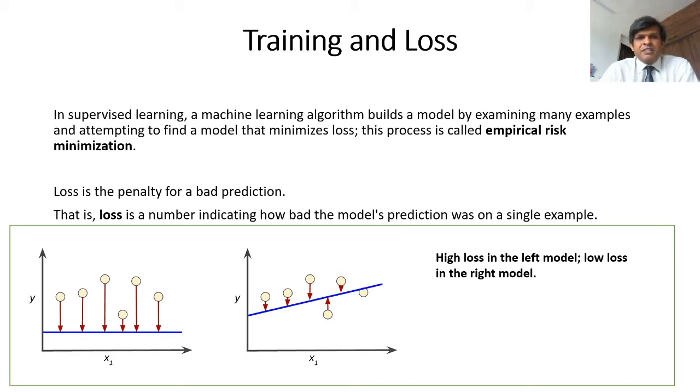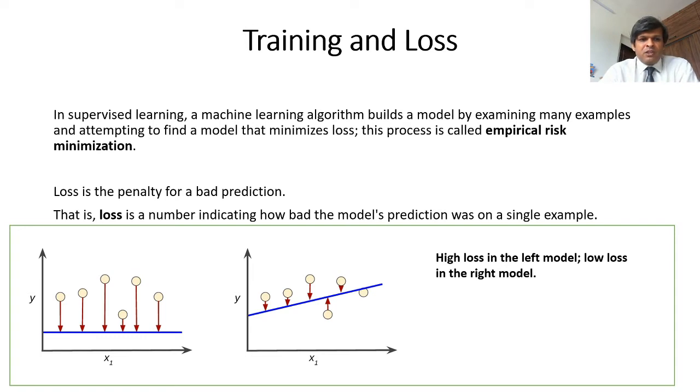Now in supervised learning, a machine learning algorithm builds a model by examining many examples and attempting to find a model that minimizes loss. This process is called empirical risk minimization. Loss is the penalty for a bad prediction. That is, loss is a number indicating how bad the model prediction was on a single example.